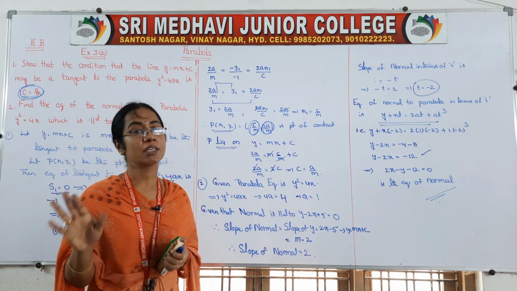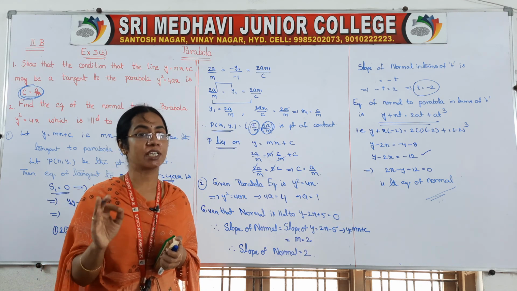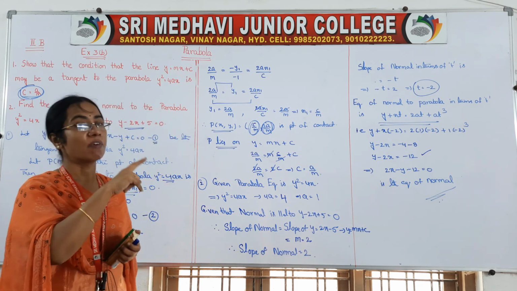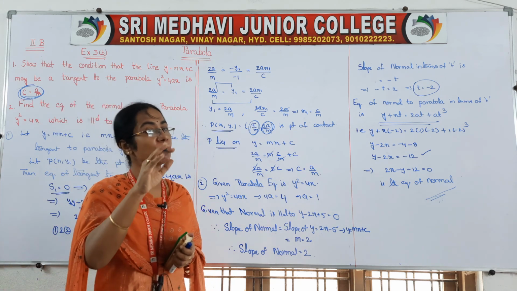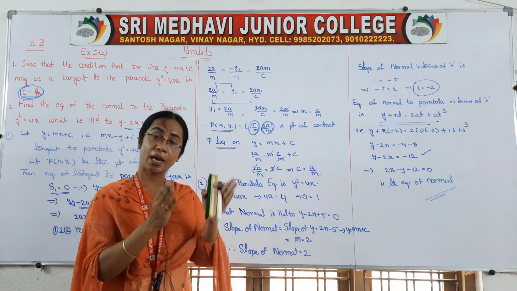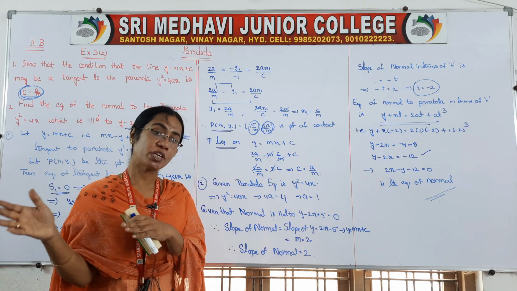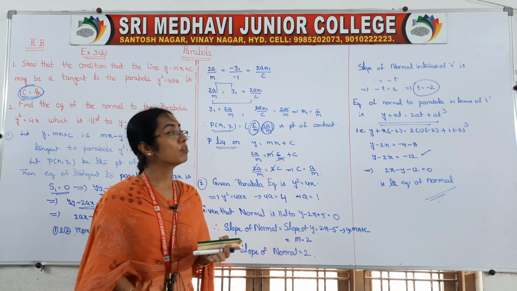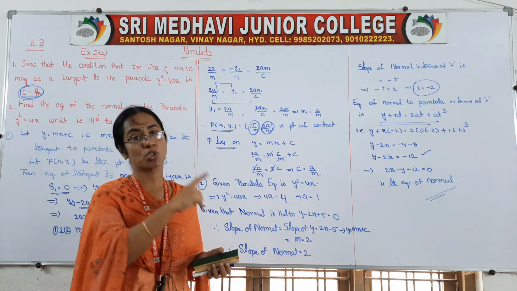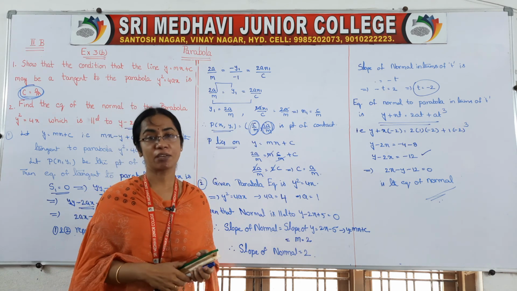Once we got the t value, now you write the equation of the normal in terms of t. What is that formula? y plus xt is equal to 2at plus at cube. You know your a value. First compare the parabola equation with the standard y square is equal to 4ax and try to get your a value. We got the a value, we got the t value. Substitute in the normal equation, you will get your required equation.